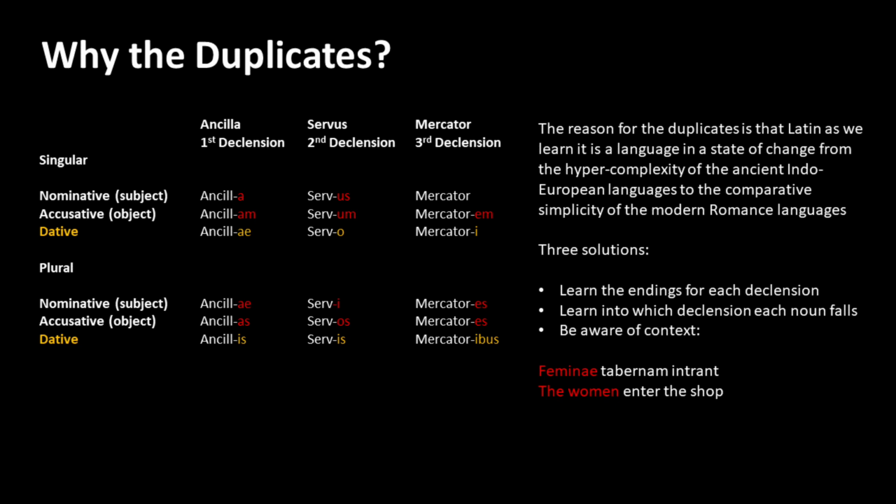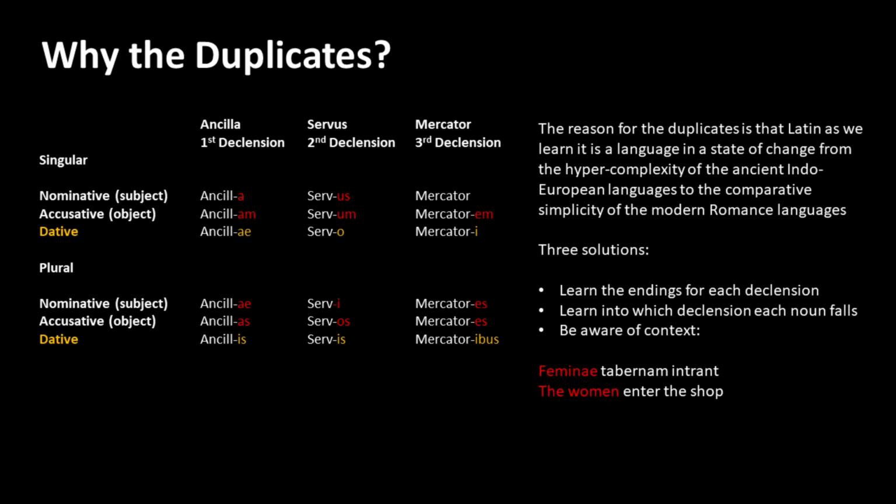But look again at the sentence. Tabernam is an accusative case. Intrant ends with nt, so it's a plural verb. More than one person is going inside the shop, therefore feminae is nominative. It must be nominative plural of the first declension. It can't be anything else. Think about that. Context is king.